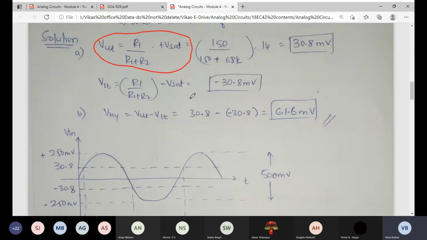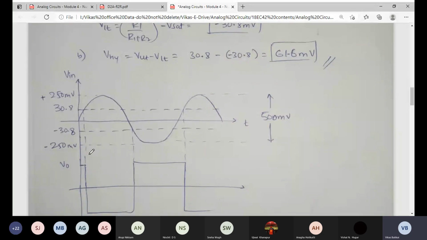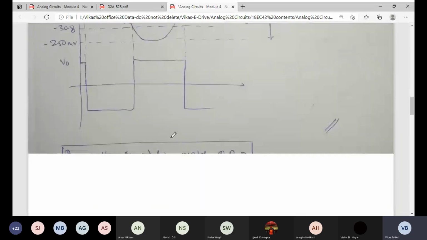VUT, and exactly opposite is VLT, and then VHY will be the difference between these two, so it will be double of this, and accordingly you just mention the same thing in the waveforms, whatever you're going to draw. So this is about your second problem.